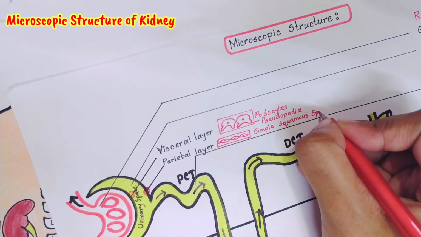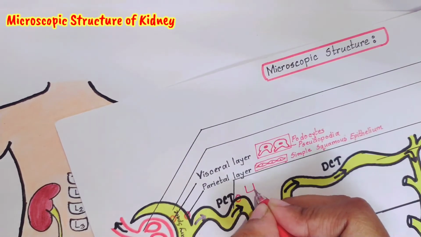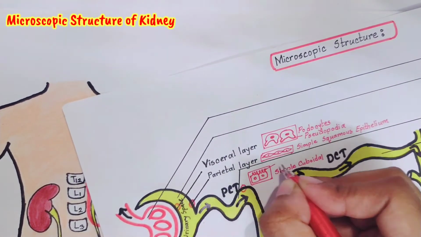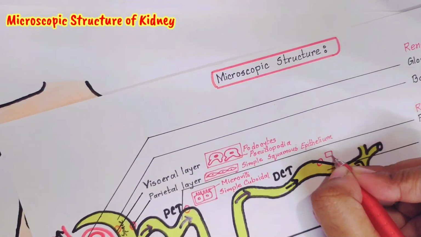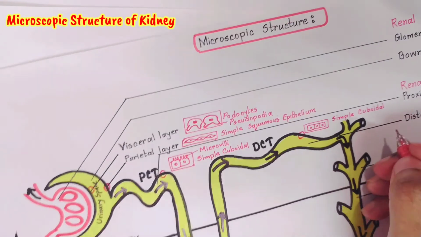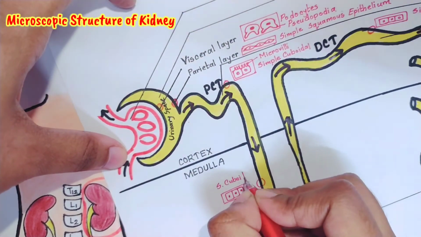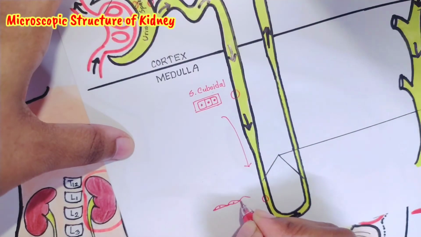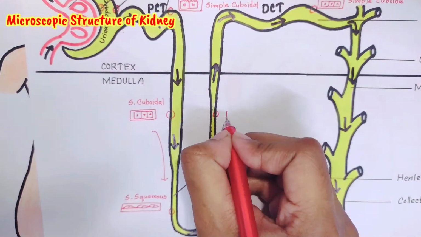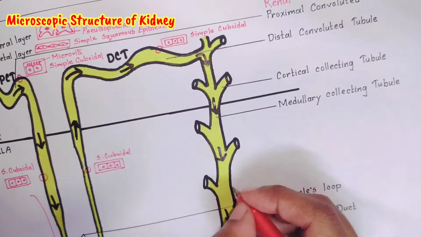The proximal convoluted tubule is lined by simple cuboidal epithelium with microvilli, and the distal convoluted tubule is also lined by simple cuboidal epithelium. After that, the thin descending limb of the loop of Henle is lined by simple cuboidal to simple squamous epithelium, and again the ascending limb of the loop of Henle is lined by simple cuboidal epithelium.